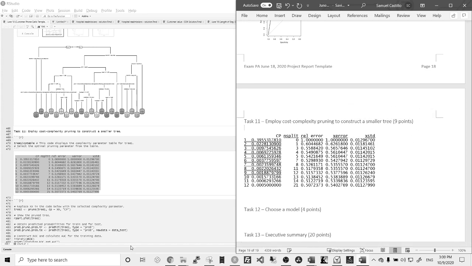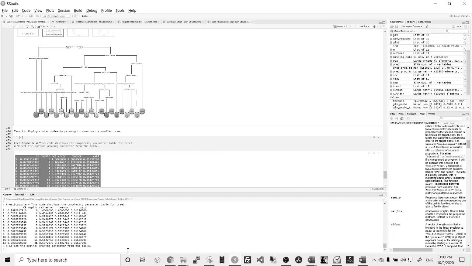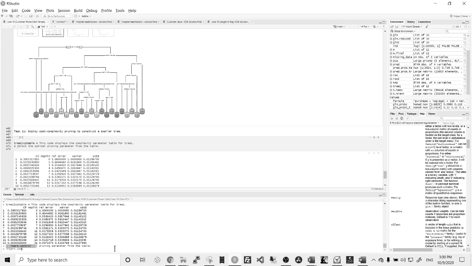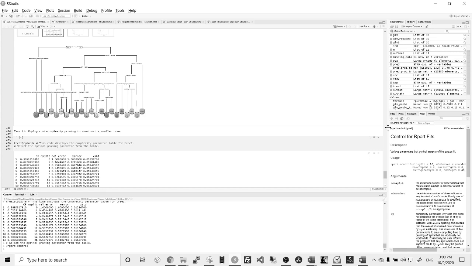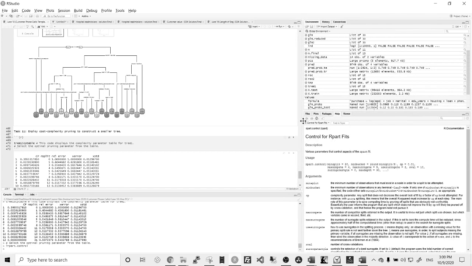If you don't remember what any of these are, you can go into your R console and type in ?rpart.control, and then you can read the documentation. It'll tell you what the CP value is. This is the complexity parameter. Any split that does not decrease the overall lack of fit by this factor CP is not attempted.